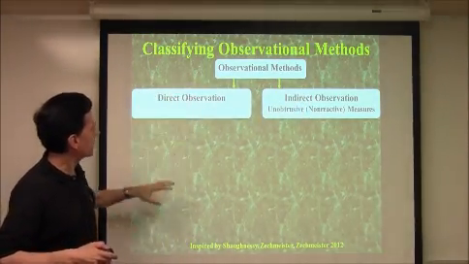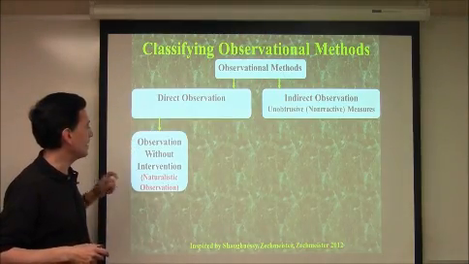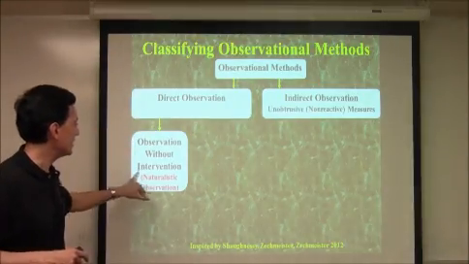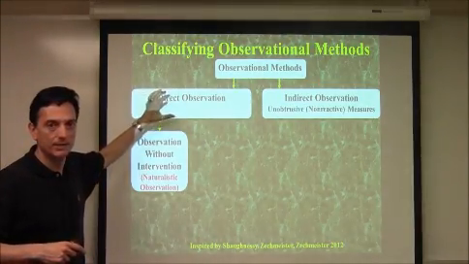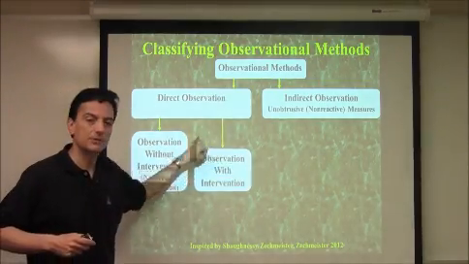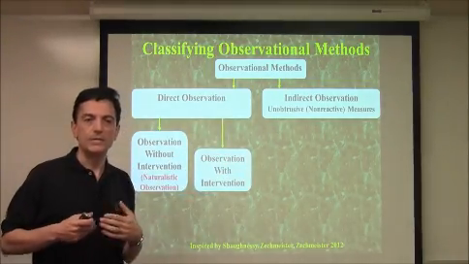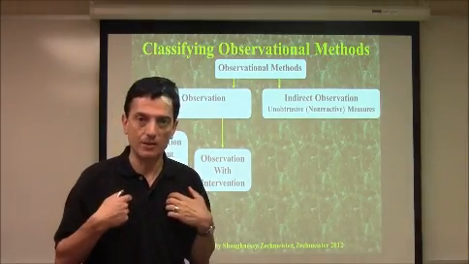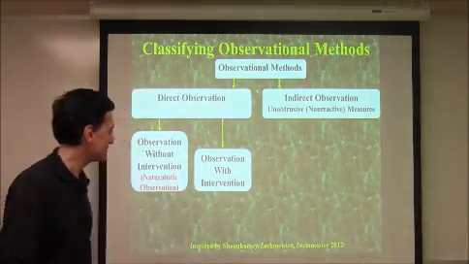Okay? We can unpack this and talk about observation without intervention. This was the Jane Goodall variety as one example. And this is one particular kind of direct observation that is not reactive, but the others tended to be. Whenever we have some kind of intervention, then we do have the problem of reactivity.